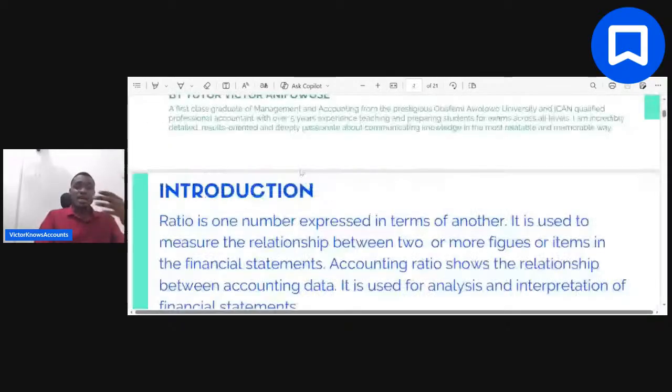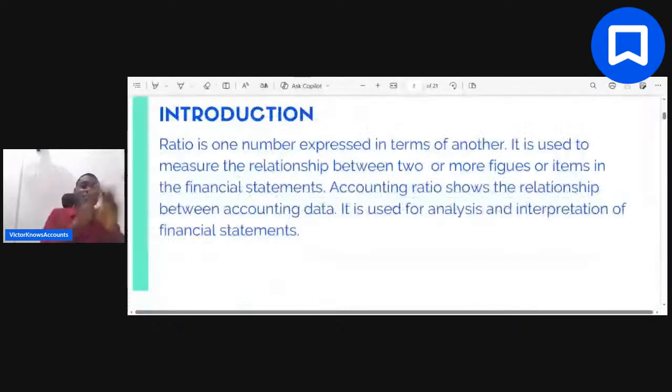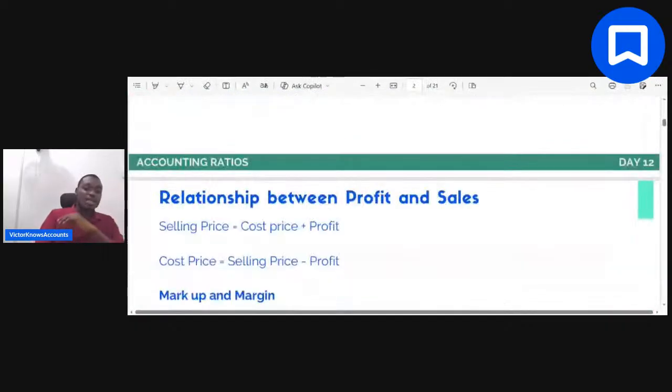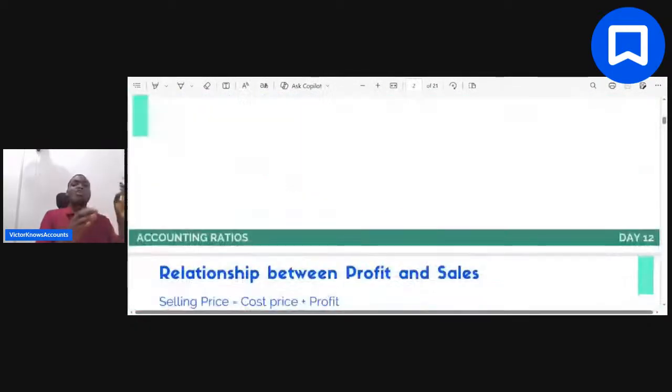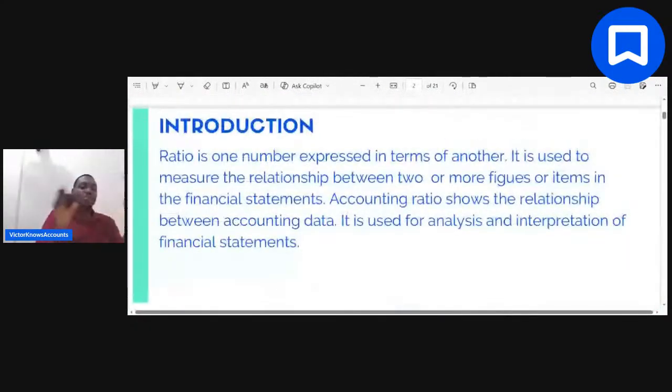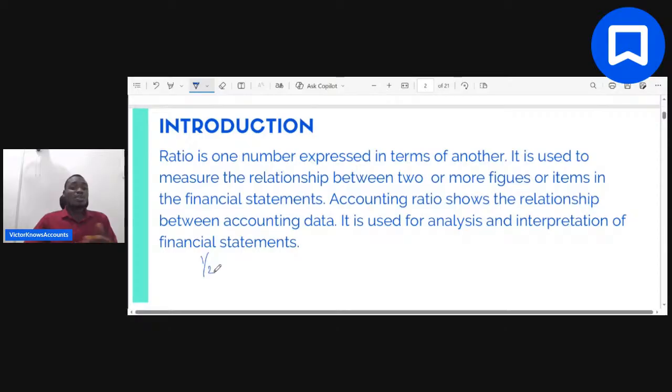All right. Now, I'm breaking it down to the simplest way it can be. Ratio is one number expressed in terms of another. When you are talking about ratio without putting the accounting and all of that, ratio is just you expressing one number in terms of another. So it's like you are dividing something by another one. Do you understand that? So if I say 1 over 2, 1 over 2 is the ratio of 1 to 2.